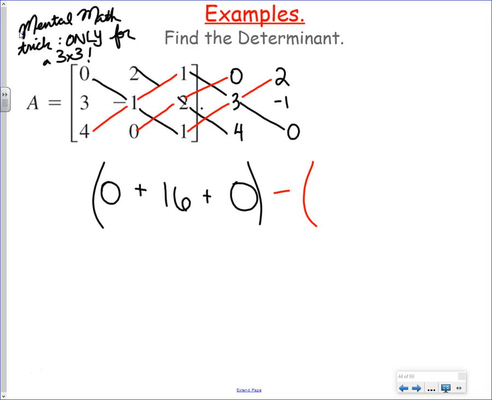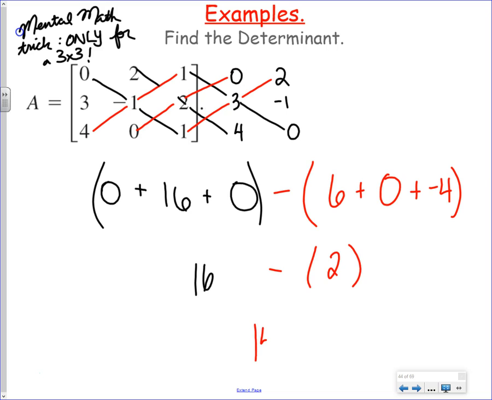What's 2 times 3 times 1? What's 0 times 2 times 0? What's 1 times negative 1 times 4? We end up with 16 minus, any of you guys that found the DET button in your calculator, why don't you check if we're right? 6 minus 4 is 2. Final determinant should be 14.